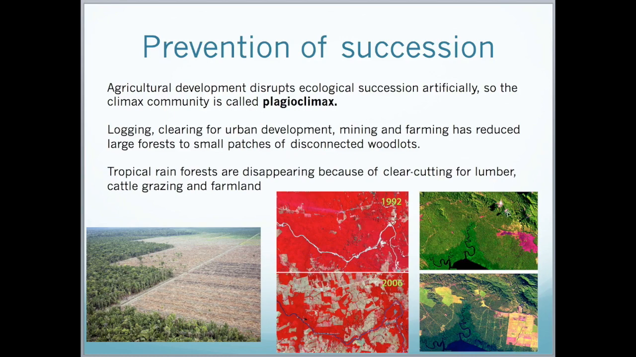We can see these are satellite images. This red one at the top was taken in 1992. We can see that there is a river and a very dense forest. However, in 2006, we can see that the forest has been reduced to patches, and in between we have a lot of farmland. The same is shown here. The same goes for tropical rainforests. They're disappearing because of clear cutting for lumber, cattle grazing, and farmland. So this is how you can prevent succession through human intervention.